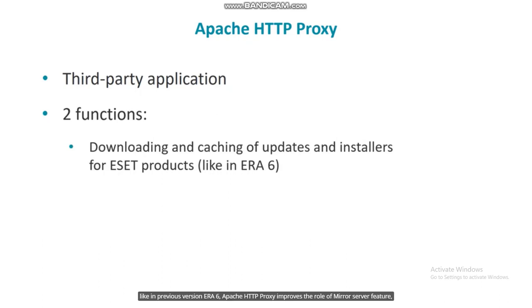Like in the previous version, ERA 6, Apache HTTP Proxy improves the role of the mirror server feature, which was popular in ERA 5. Apache HTTP Proxy works more efficiently and downloads only data that are required. Implementation of the HTTP proxy component can significantly decrease the amount of data downloaded from ESET servers to your corporate network.